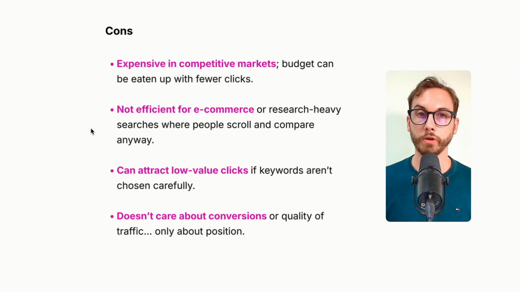So if you're in a very competitive industry, like I know some industries in finance and, as I said, criminal lawyers, they can pay anywhere between $300 to $500 per click. And if you're trying to bid on the very first position, then you're going to eat up all your budget, right?